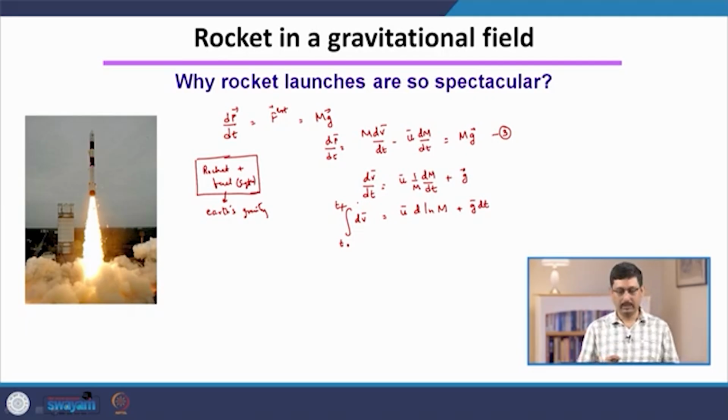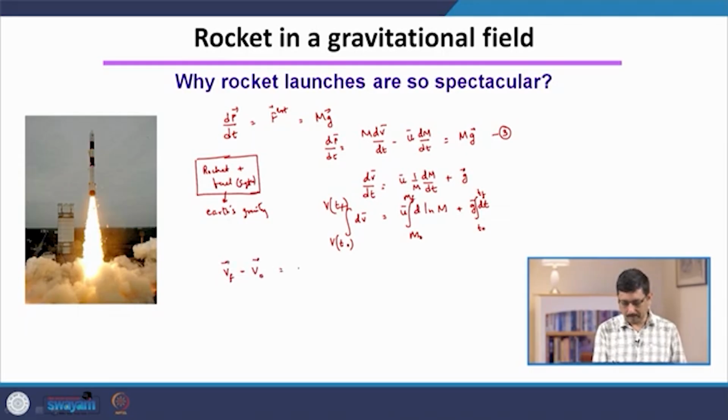Then, if we want to know the change in the rocket's velocity over a time interval t0 to tf, it is an easy integration. So, we are going to get vf, that is v at time f, minus v0 is equal to u times log mf by m0 plus g times (tf minus t0).